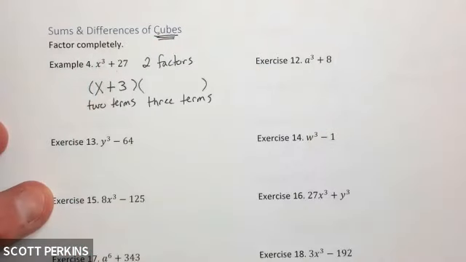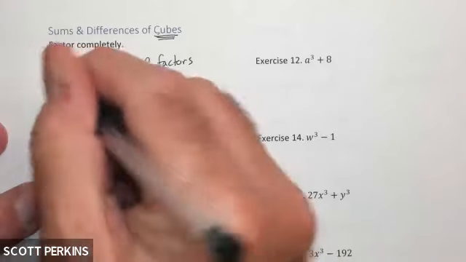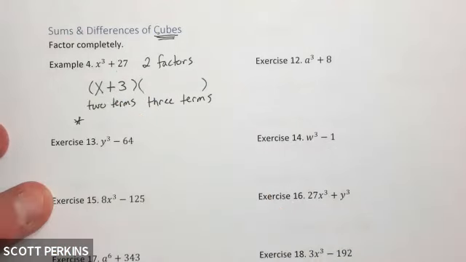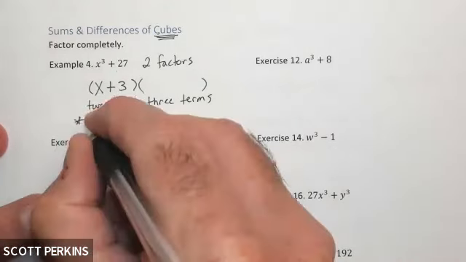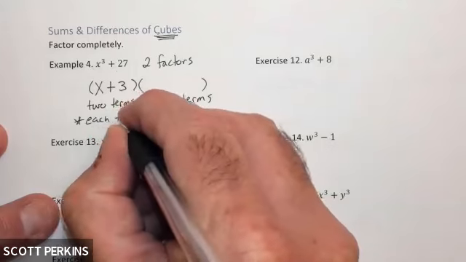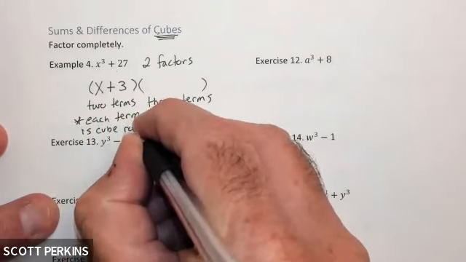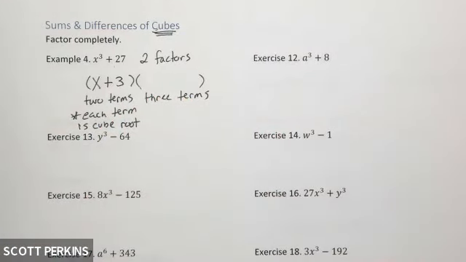Positive 3. Positive times positive will give me a positive 27. So just as a little note here, beneath the 2 terms, I'm just going to write a little asterisk and say that each term is what's called the cube root. And that's just what you did. It's the number or the value that we multiplied 3 times. Everybody tracking with me so far?